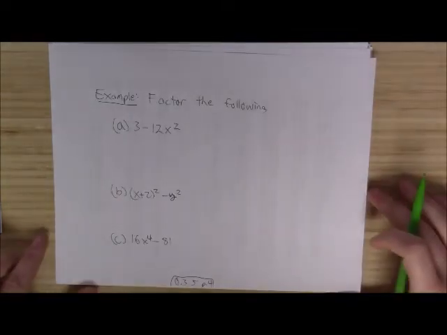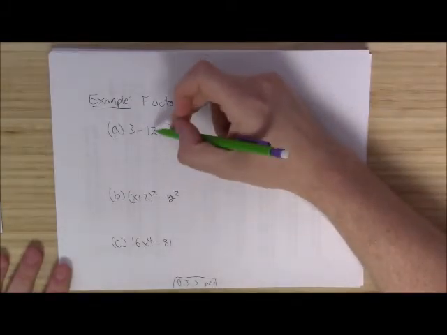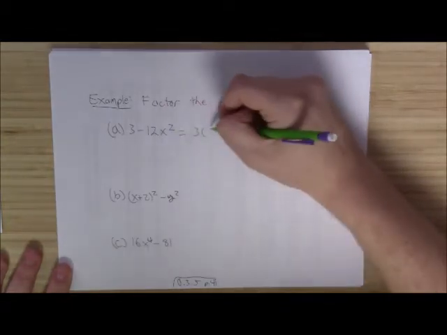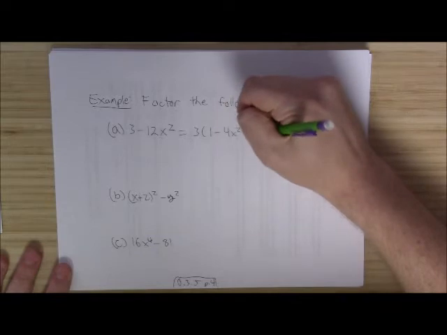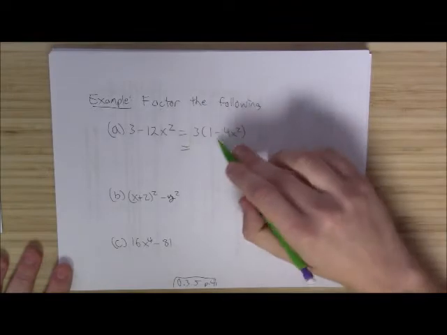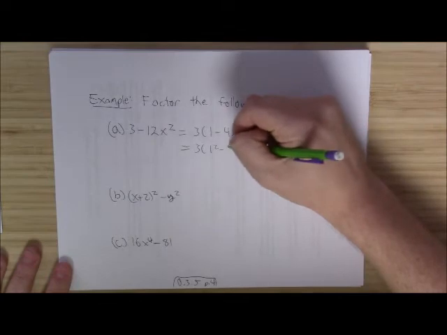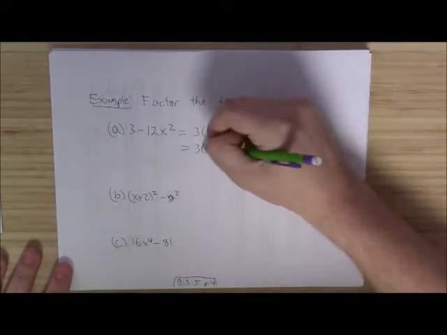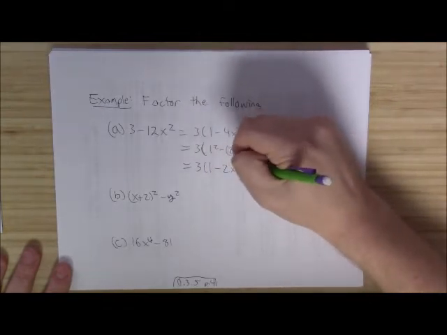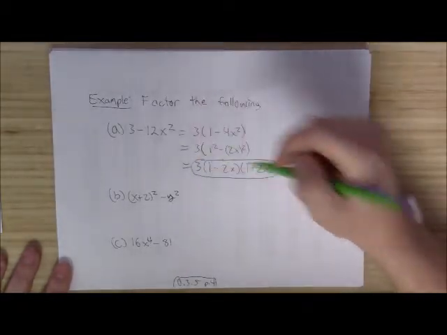So, for example, if we wanted to factor the following, what we could do is pull out 3 out of both of these. So first factor the common factor out. And then we can notice that this is a difference of squares here. Namely, this is 3 times 1 squared minus 2x squared. And thus, we can factor it using our special factoring formula: 1 minus 2x, 1 plus 2x. And now that is fully factored.